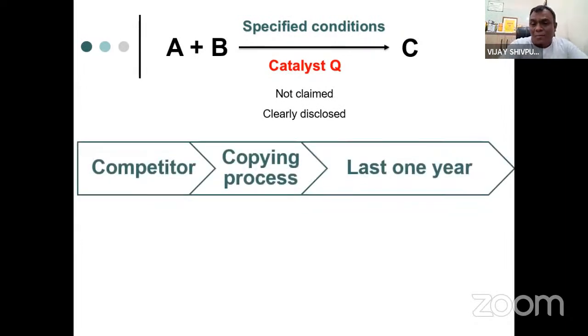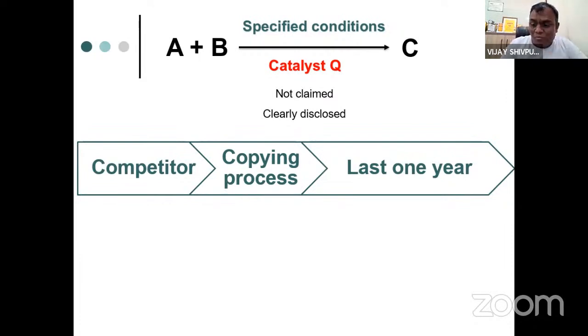Now, a competitor is copying the process for the last 1 year. Now, the first question: where would there be any difficulty in enforcing the rights? Firstly, what are the rights you have as a patentee? My right is to exclude everyone else, to exclude my competitors from using the invention.